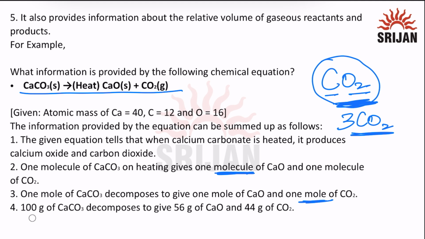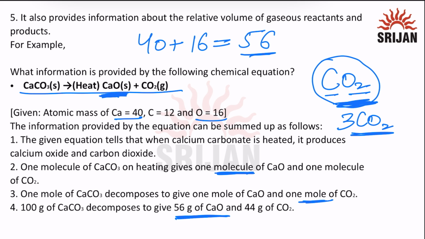Fourth point, 100 gram of calcium carbonate decomposes to give 56 gram of calcium oxide and 44 gram of CO2. How do we know that? Just by calculating the mass here. As you can see in the equation, we have CaO. How do we know how much mass of calcium oxide is produced? Just check the mass of 1 mole of CaO, that is calcium oxide. What is the mass of calcium? It's 40. So 40 plus the mass of oxygen with it, which is 16. So this way it comes out to be 56. So 56 is the mass of CaO, so 56 grams of CaO are made out of this reaction. Similarly, the mass of carbon dioxide can be calculated.